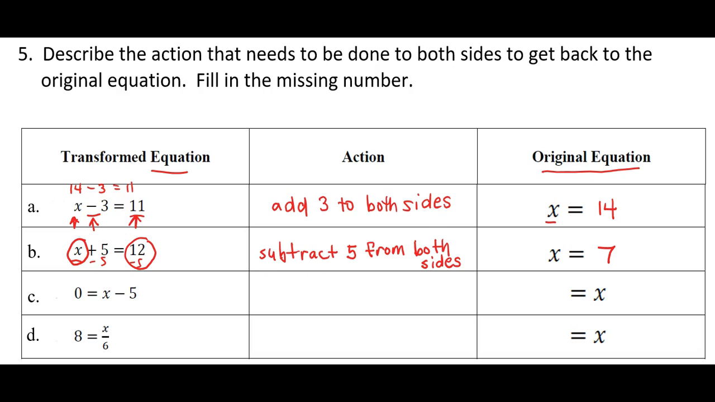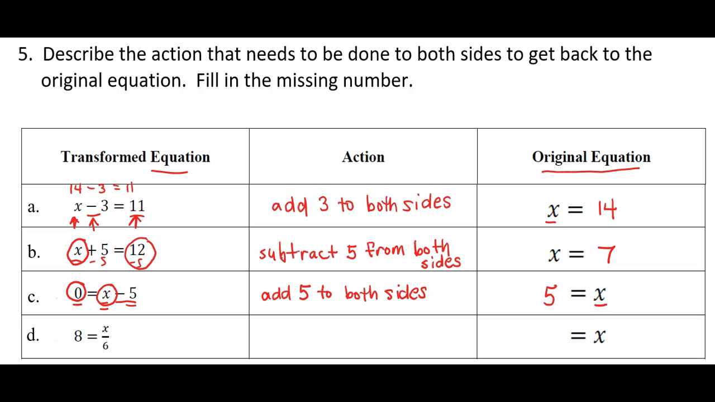In question C, my x is on the right-hand side. It still works the same way. How did I change the x? Well, I subtracted 5 from it. To get it back to the original place, then, I need to add 5 to the x. So I'm going to add 5 to both sides. That gives me back just x on the right-hand side, but I still have to add 5 on the left-hand side. 0 plus 5 equals 5. And again, I can check my answer. If I put a 5 in place of the x, 0 equals 5 minus 5, which is true.